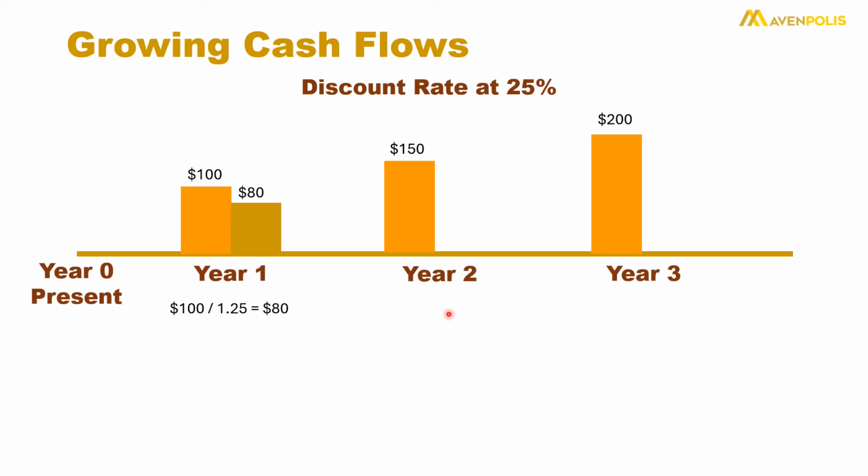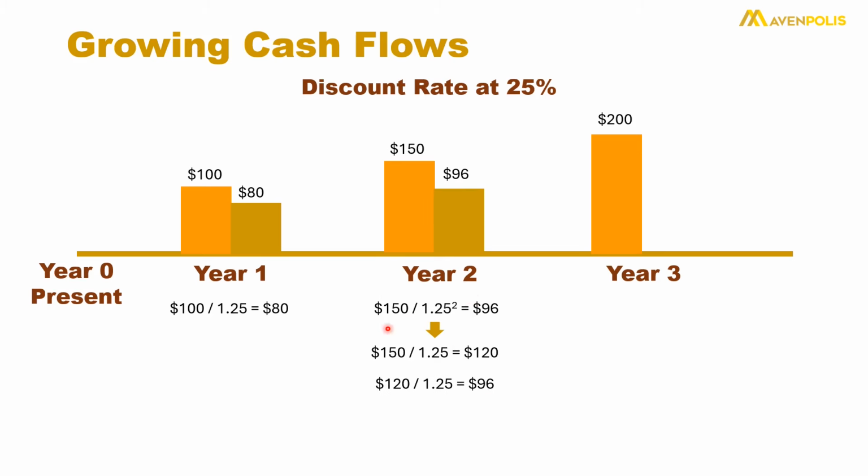But what about year 2? For year 2, if you divide 150 by 1.25 twice, you will get $96. So it's 150 divided by 1.25, and then you get 120, and 120 divided by 1.25 gets 96. For year 3, you will divide $200 by 1.25 three times, and you get $102.